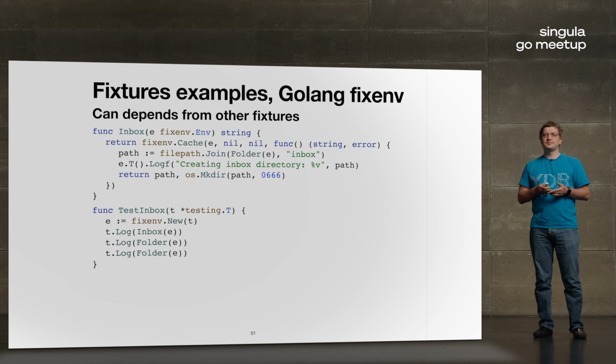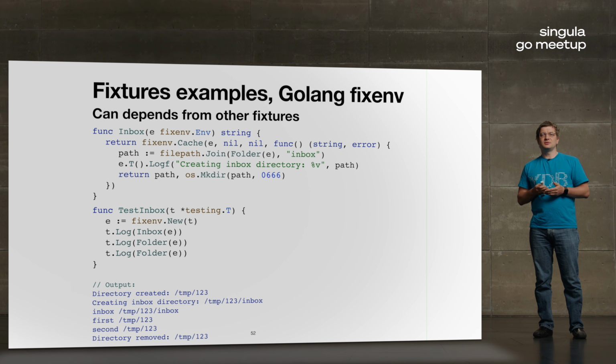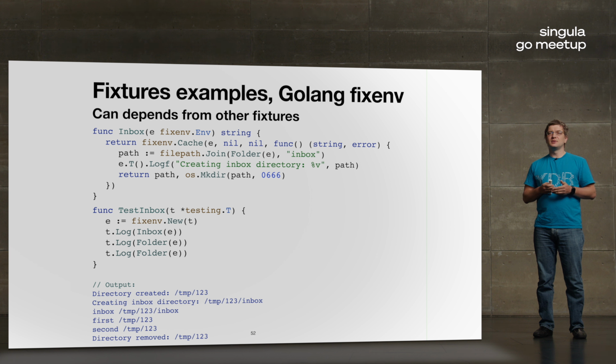After the test finished, the folder fixture will remove the temporary directory. As you can see, the inbox fixture doesn't have cleanup code. It's okay because all cleanup will be done by the folder fixture. If we need cleanup code, then the fixenv library provides a simple path for it.